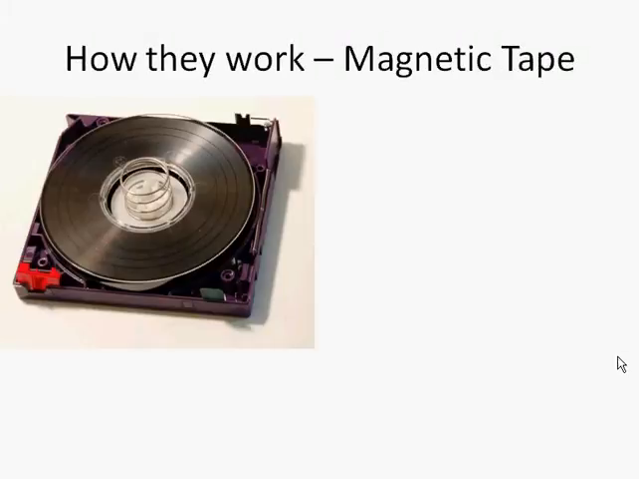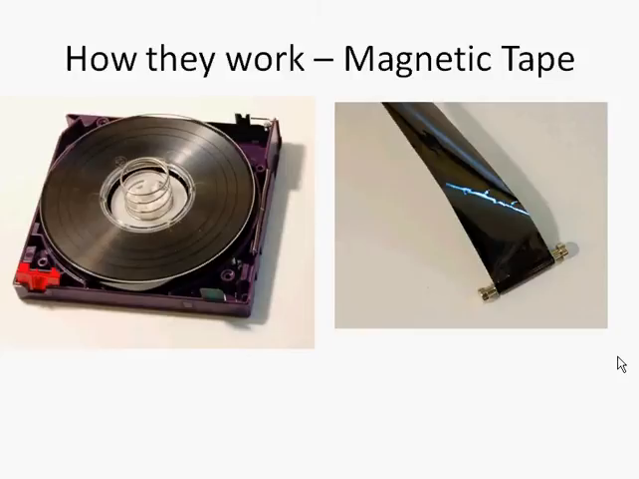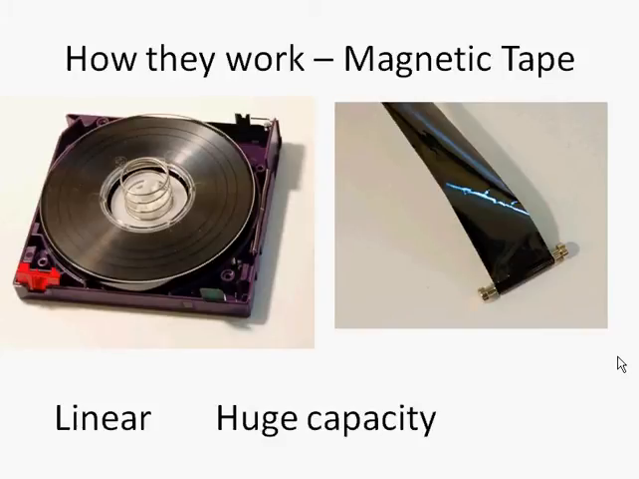Magnetic tapes use similar technology, but if you were to reel out a magnetic tape, it would look a bit like that at the beginning, but would create a very, very long line of tape. It is linear. It has a huge capacity, but because it's linear, it's slow. The disk drive needs to go all the way through the tape to find a particular piece of data.